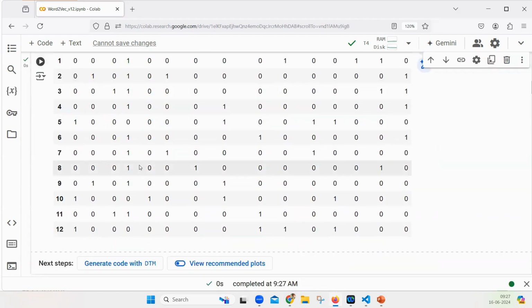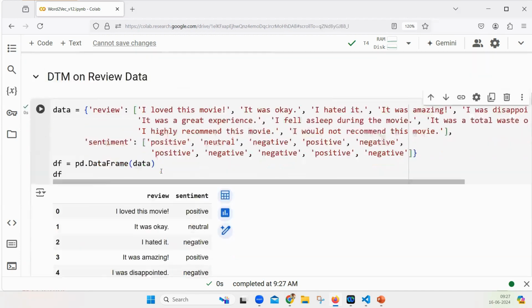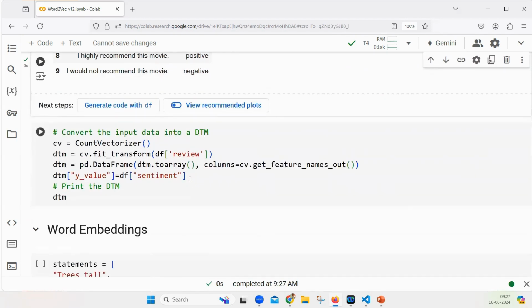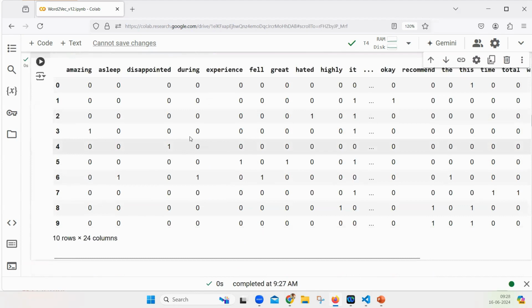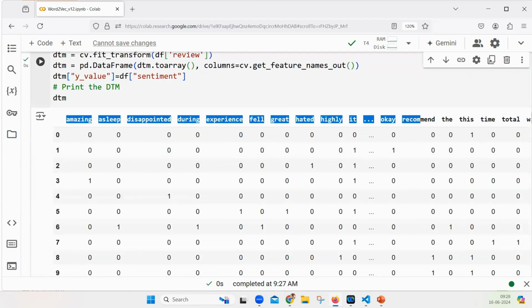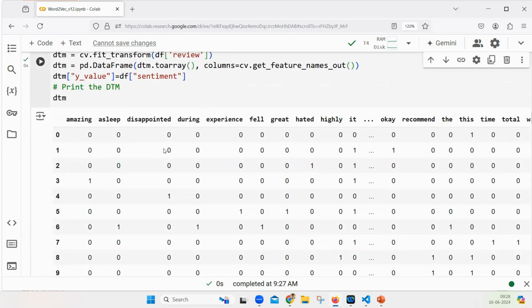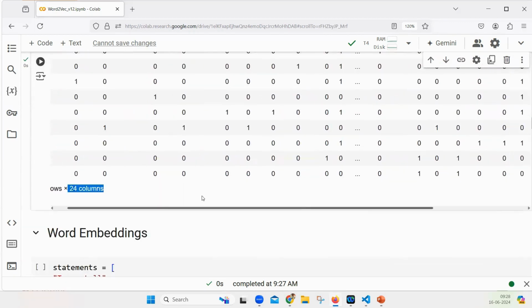Now, what is the use of the document term matrix? Imagine you have reviews data. If the data frame looks like this, I have a few reviews, and I have the sentiment for them. Then how do I create the document term matrix? Finally, the document term matrix for that data would look like this. So you have the document term matrix, and finally you have the target variable. You can use all these 24 columns as the features, and you can use the target variable as the y value, and then try to build a model on this.